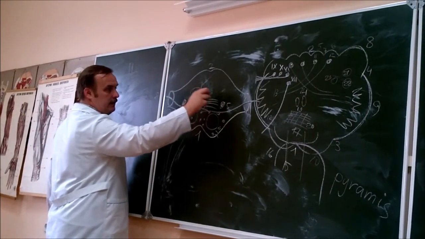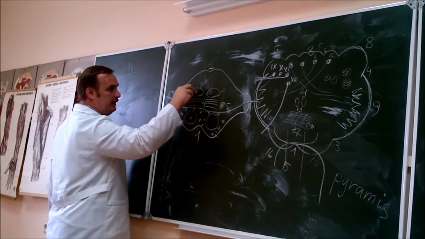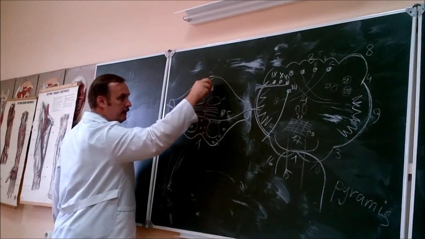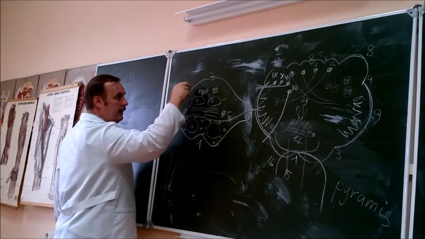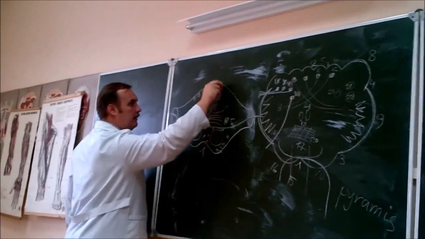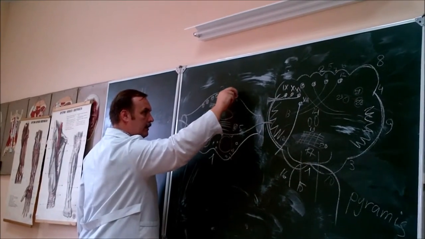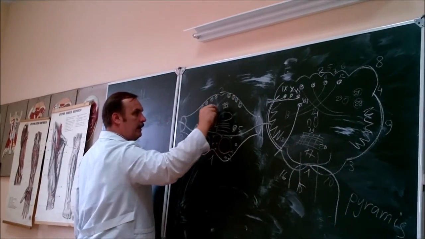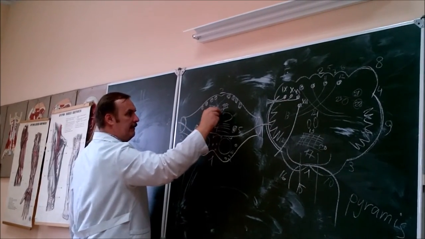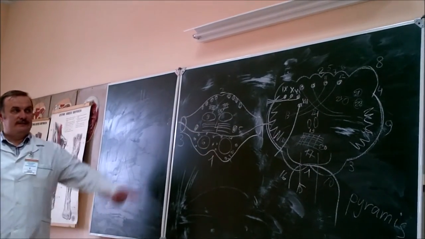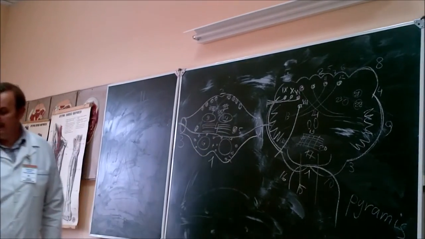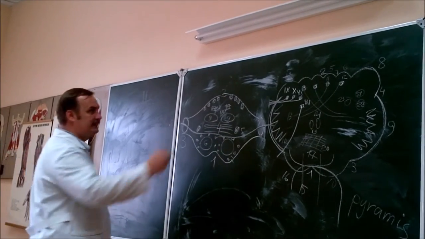Now, in the dorsal part, numbers 9, 10, and 11. What is 9? That is lemniscus medialis.